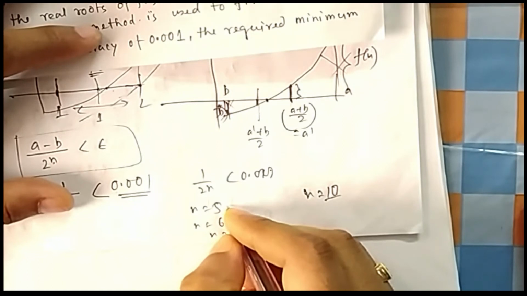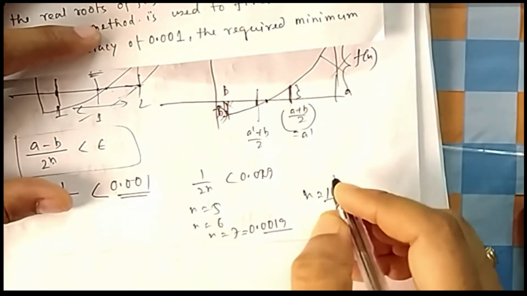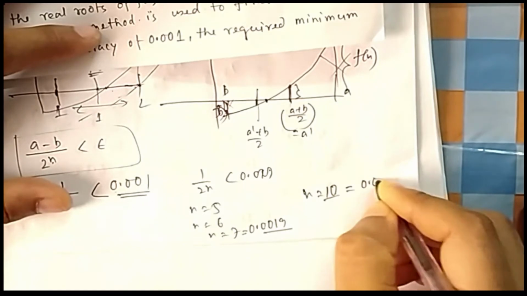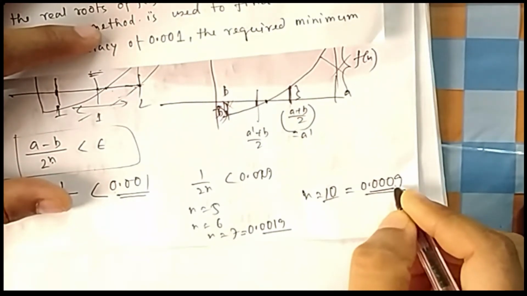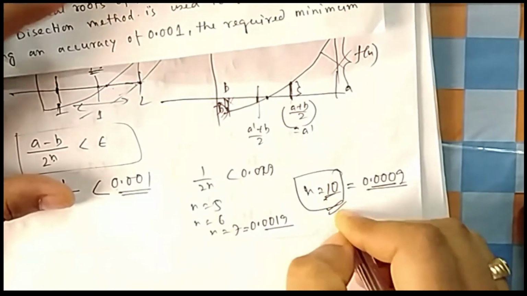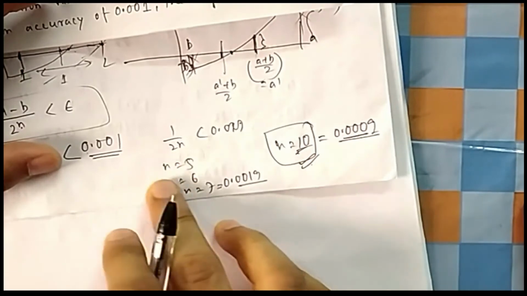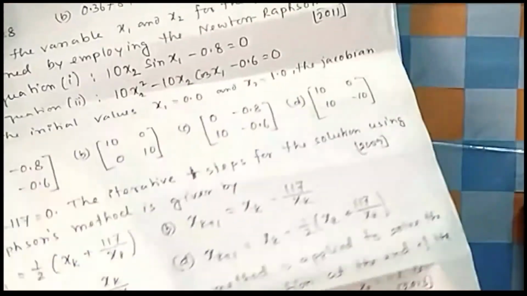So I can put some values here. If n equal to 4, 5, 7, then you will find 0.00019. So it is still not 0.0001. If you put n equal to 10, then it comes to 0.0009. You can see it is less than 0.001. Going beyond that, it is going to the 4th decimal. So n equal to 10 is the correct answer. Or you can take log also to solve this one. But no need to take log, you can try with some values of n.